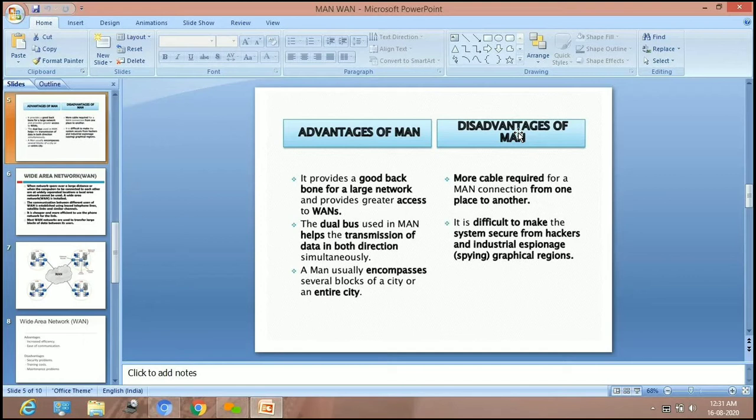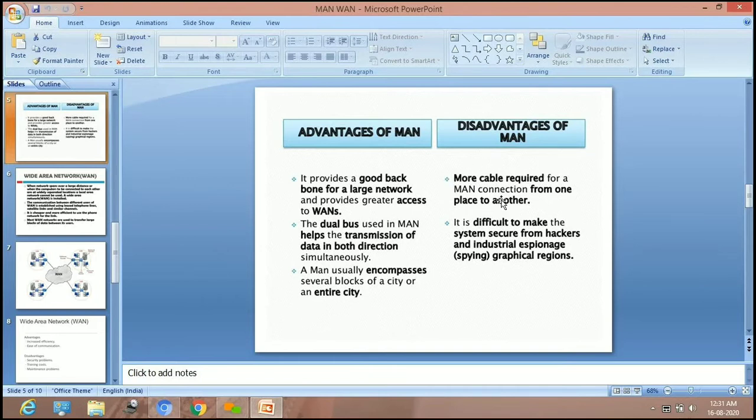So next are the advantages. Advantages of MAN are that it provides a good backbone for a large network. The dual bus is used in the MAN to help the transmission of data in both directions simultaneously. A MAN usually encompasses several blocks of a city or an entire city. MAN means the metropolitan area network.